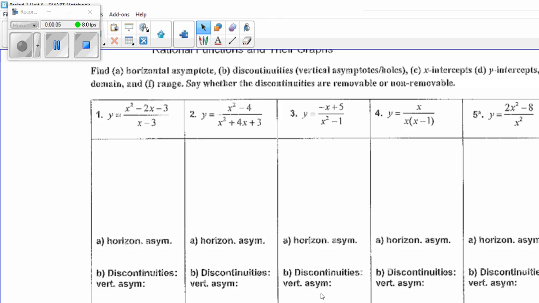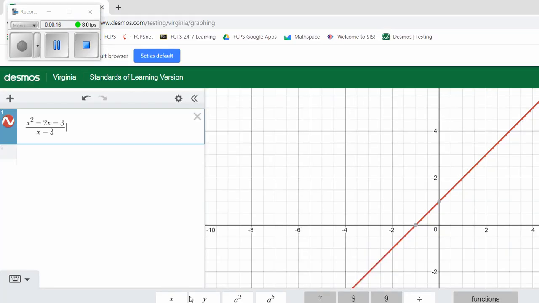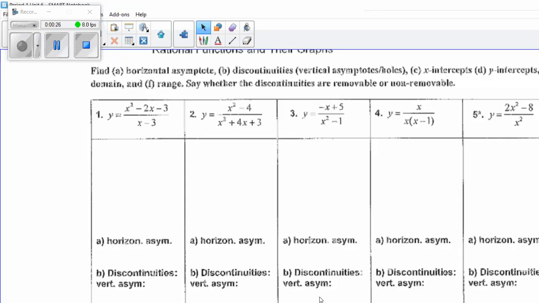Okay, so we're looking at number 1 here. We have a rational function, x squared minus 2x minus 3, all over x minus 3. And if we look at the graph of it, it's a straight line. So why is that? All right, if we factor it, we'll be able to see what happened.